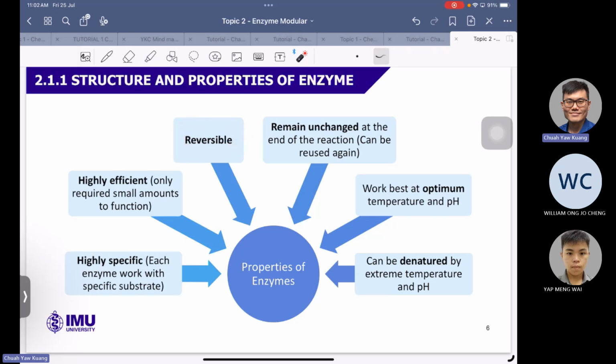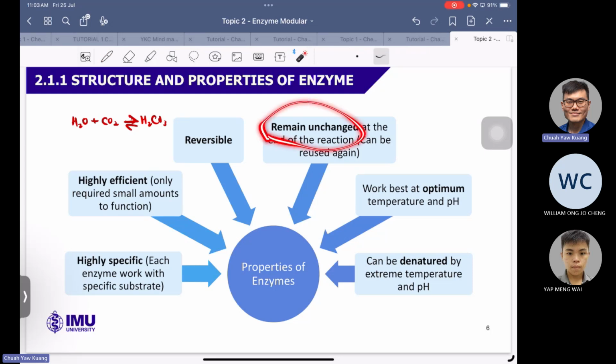Example, like what we have learned before: H2O plus CO2, and then it becomes H2CO3. So the reaction is not just one way; it will be two way. Most of the reactions in our body are all two ways. All right, then next, the enzyme will remain unchanged.